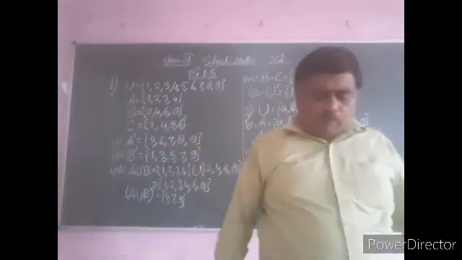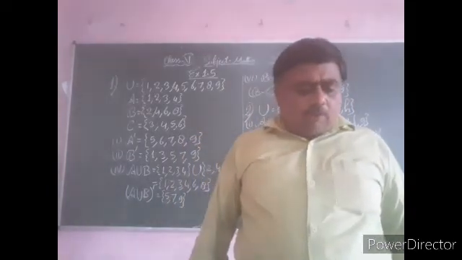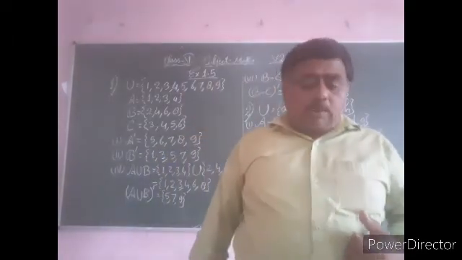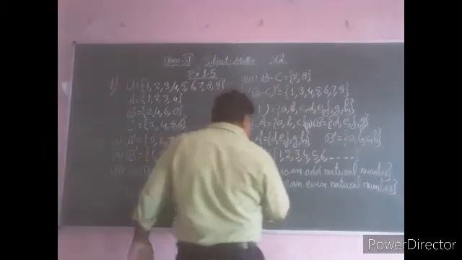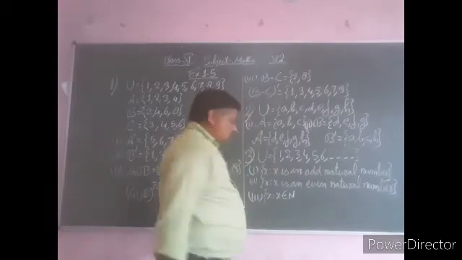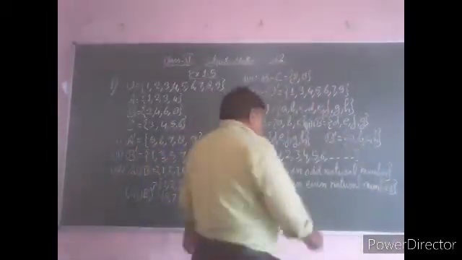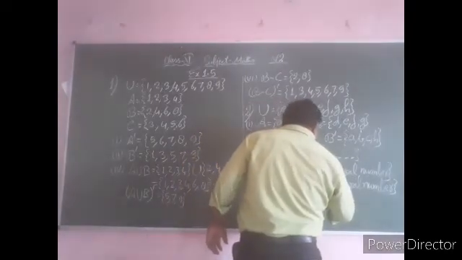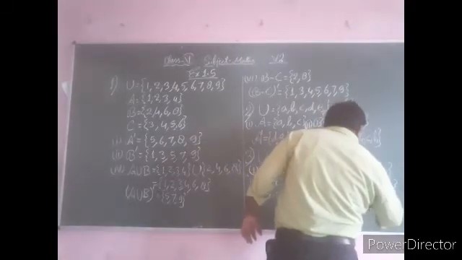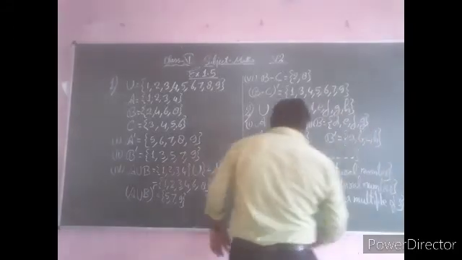Third one, {x such that x is a multiple of 3}. The complement is {x such that x belongs to N and x is not a multiple of 3}.